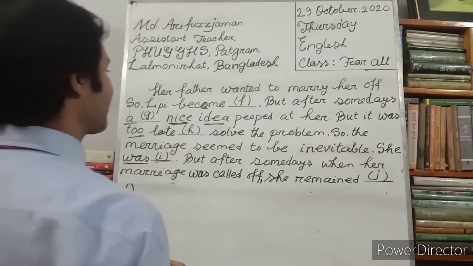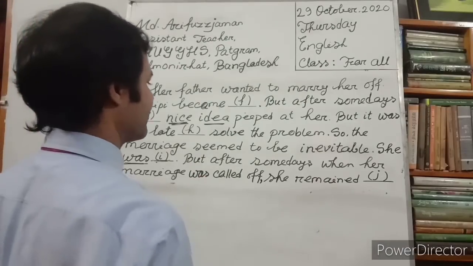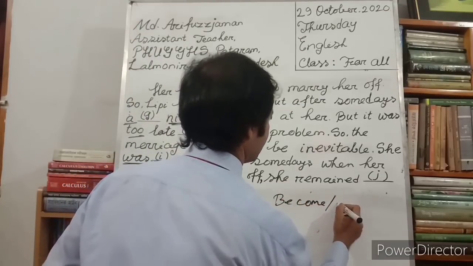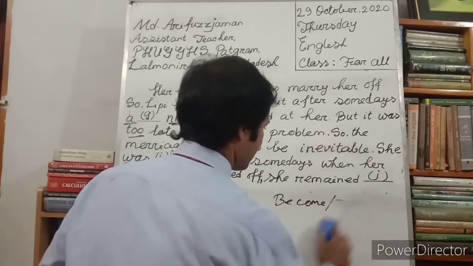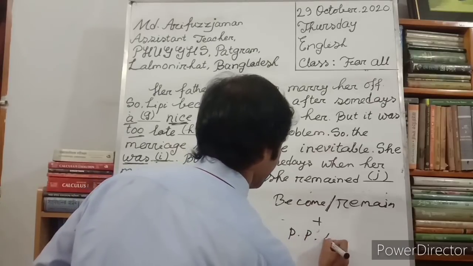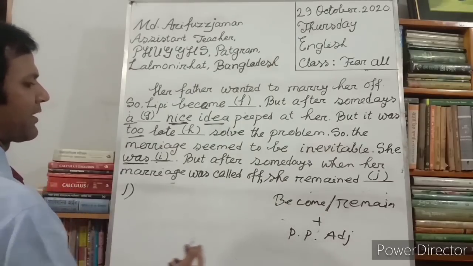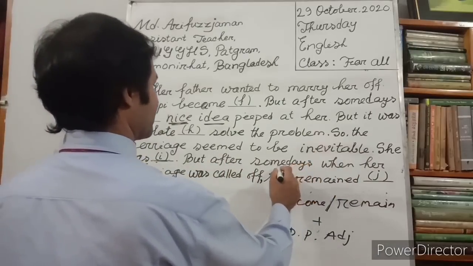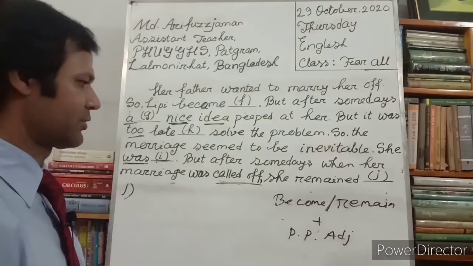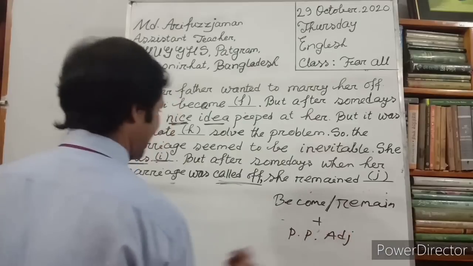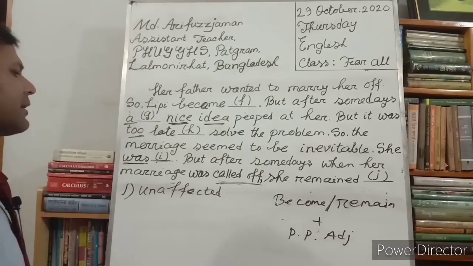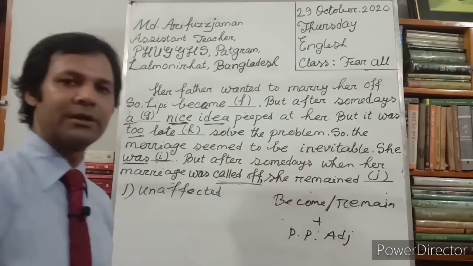Number 6. But after some days, when her marriage was called off, she remained. Some time ago, I mentioned that after the verb become or remain, always you have to write a past participle adjective word. So we have to find a meaningful past participle adjective here to match this sentence. When her marriage was called off, meaning postponed, she became a past participle adjective word like unaffected. We can write here unaffected, or any other past participle adjective word to match the meaning of this sentence.